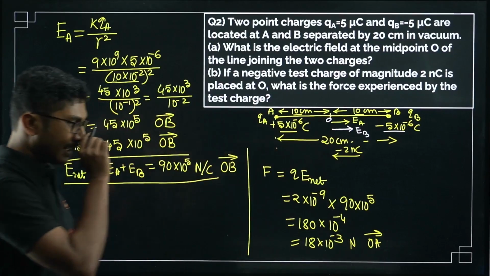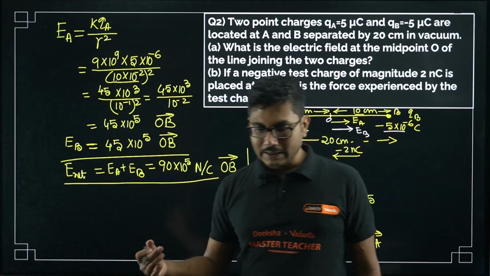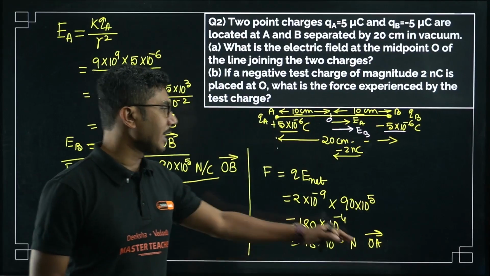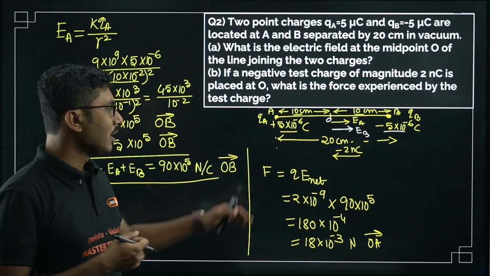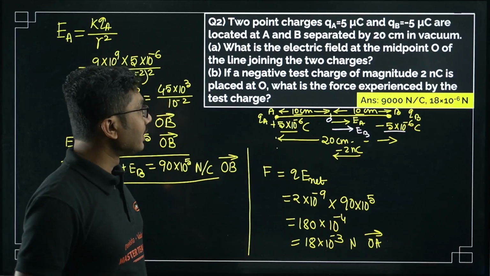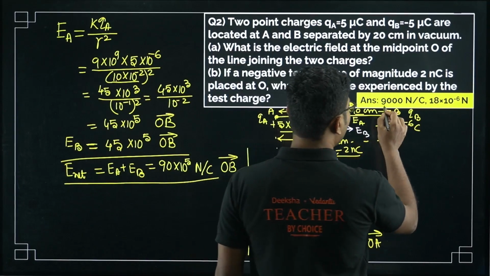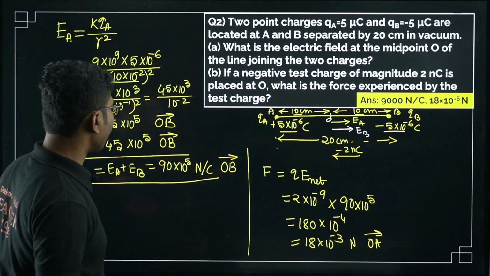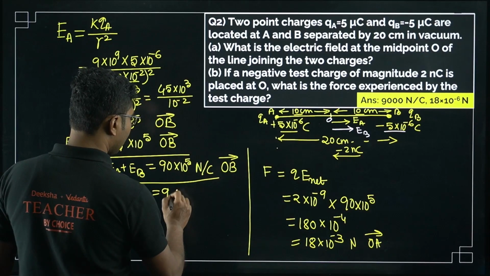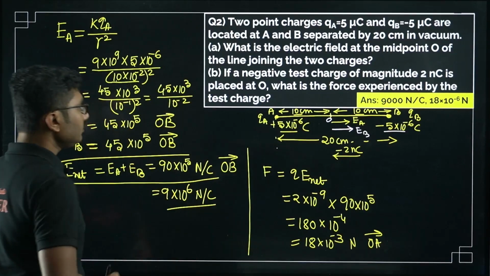Sometimes in the question paper I have seen they do not generally mention direction, but if you mention the direction it will be very good. The examiner will be very pleased if you put the directions as well. So let's see the answer. I think some answer values are wrong. It will be 9 into 10 to the power of 6 Newton per Coulomb, right?